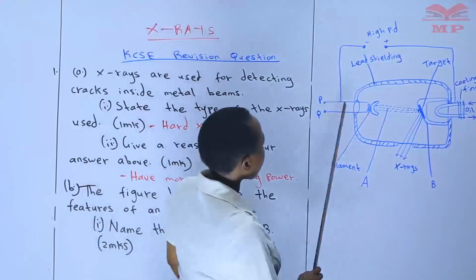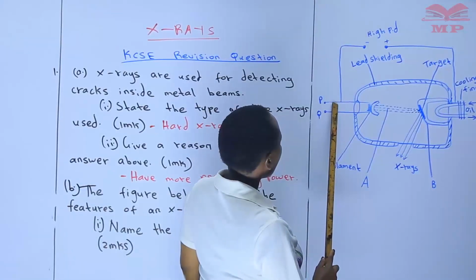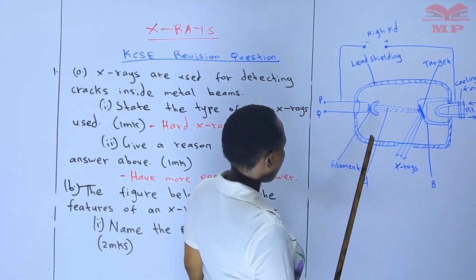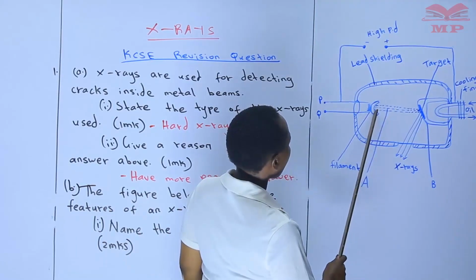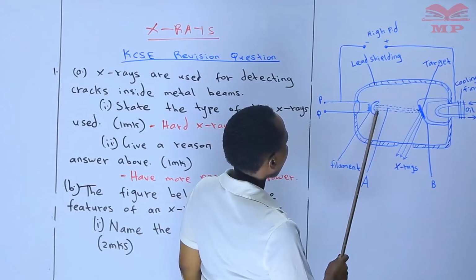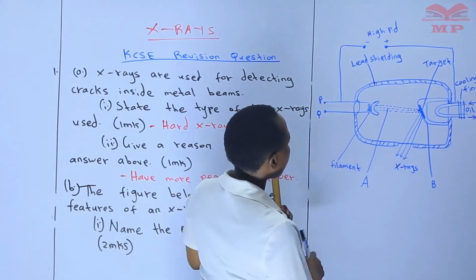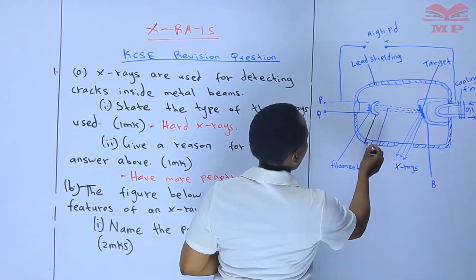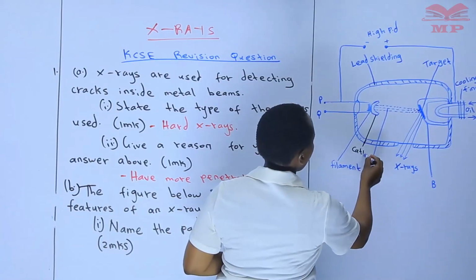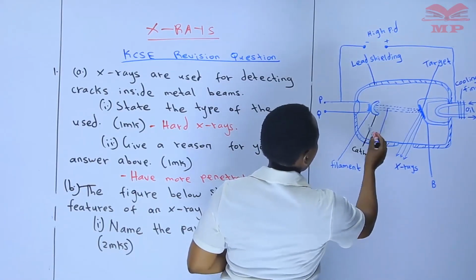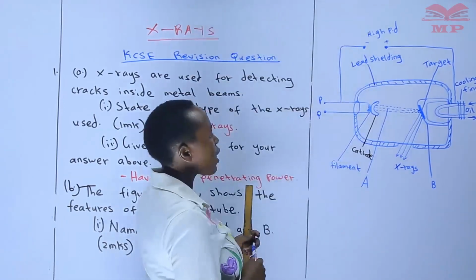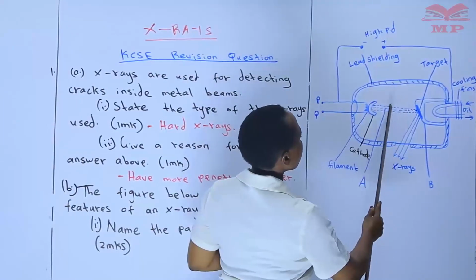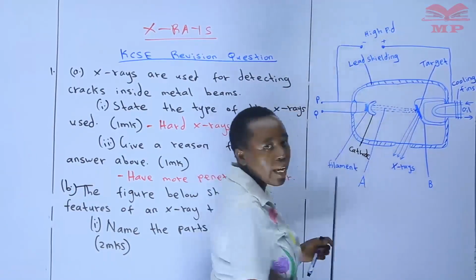If you look at this, we have what we are calling the filament. It is the heater filament. We also have this part here, and we can even name it. This part is our cathode. So the cathode is being heated by the filament, and in return it is emitting what we call the electrons.